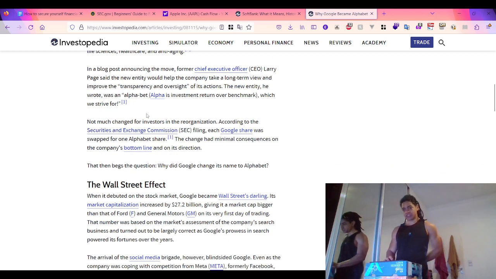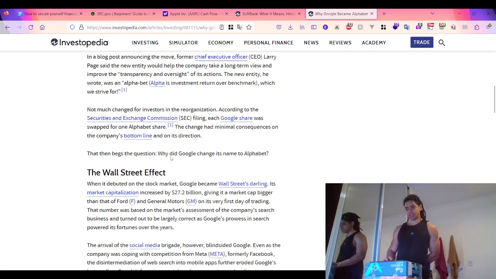Not much change for investors in the reorganization, according to the Securities and Exchange Commission filing. Each Google share was swapped for one Alphabet share. The change had minimal consequence on the company's bottom line or its direction. That then begs the question, why did Google change its name to Alphabet?